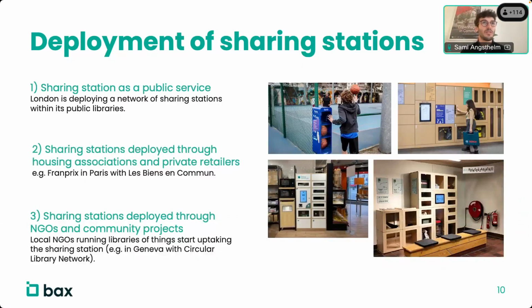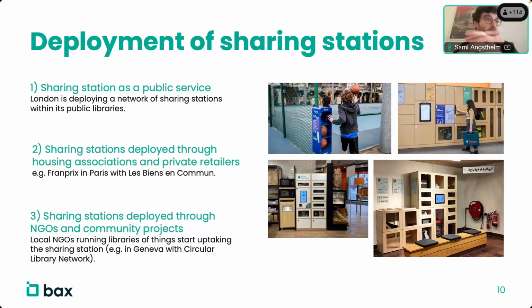Very briefly, we see three different ways in which those sharing stations are being deployed in cities, for three different kinds of partnership. The first one is seeing the sharing station as a public service. So, for example, London has been deploying more than 20 different sharing stations within its public libraries by subsidizing and financing the installation of those stations, and in some cases, the operations. We see also these stations being deployed through a lot of different partnerships with housing associations, private retailers, but also grocery stores, in offices as well.